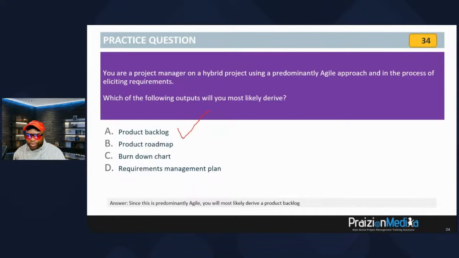A product roadmap. This is something that should have been done prior. Burn charts show progress, so that doesn't come in here. Remember, what you're doing is you're drawing out the requirements. And it wouldn't be a requirements management plan because that's not an output of collecting the requirements or eliciting the requirements. The requirements management plan is an output of planning how to manage scope. Let's go to our next question.